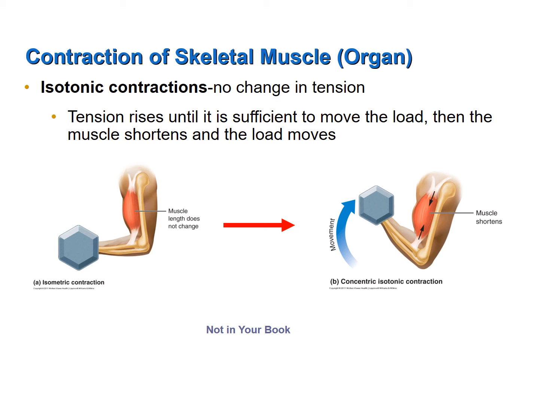When you grab an object to pick it up, when you first grab it, before it moves, you'll notice tension in your muscle. That's the isometric contraction. But as soon as that object begins to move, isotonic contraction is initiated.